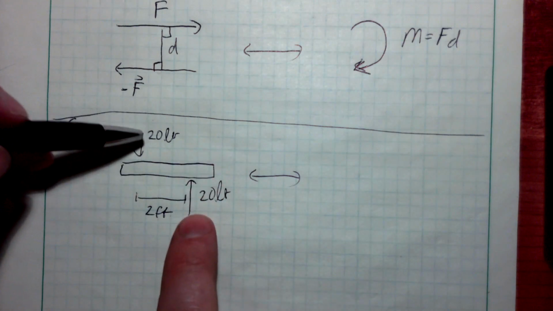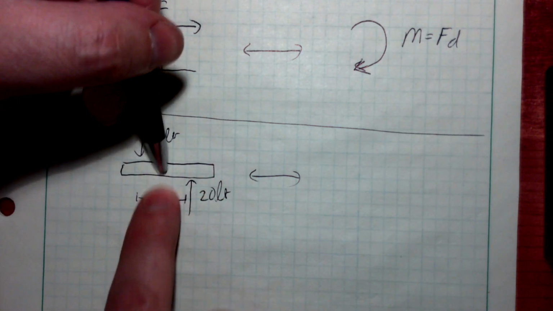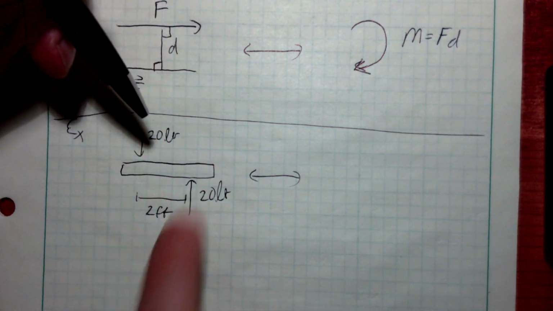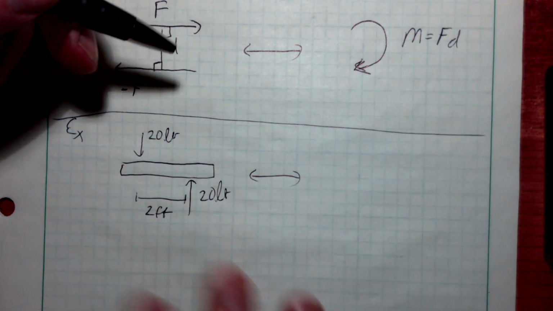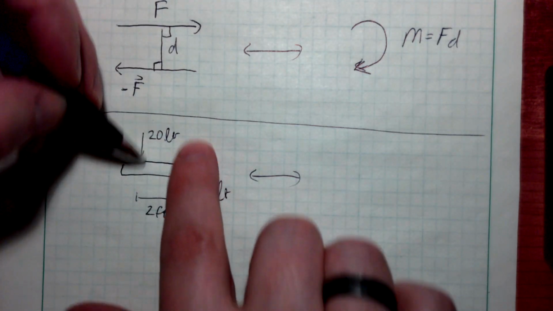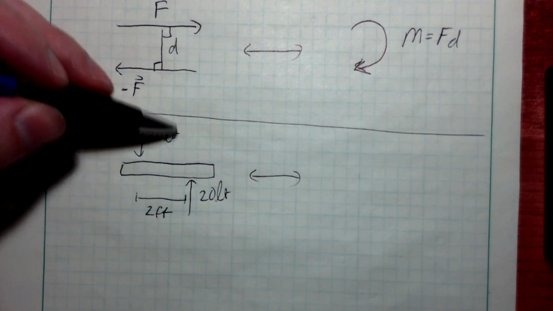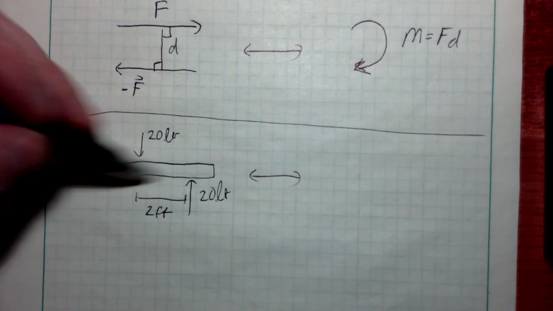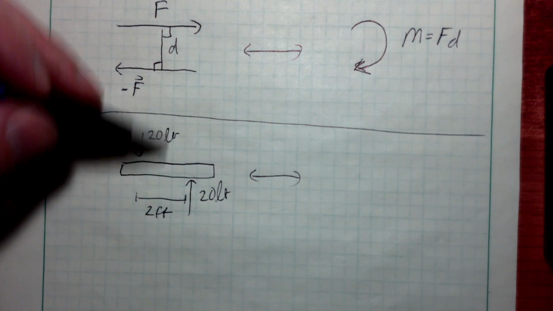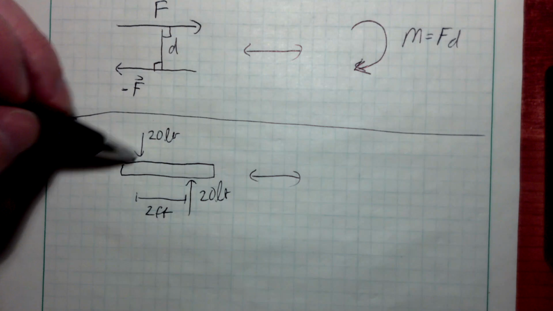If I apply these two forces right together in the same line of action, this thing is in equilibrium. It's not doing anything. But because I'm applying them off-center, it's going to rotate. It's not going to move up or down. It's not going to move left or right because there's no X force applied. It's not going to move up or down because these two are going to sum up to be 0.